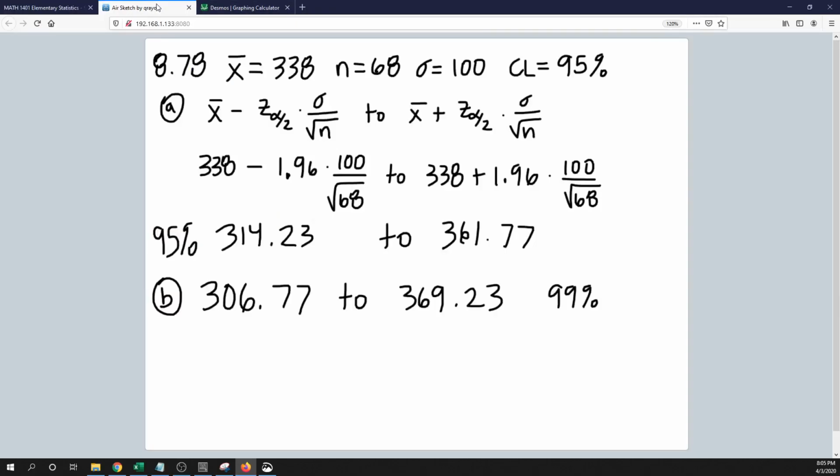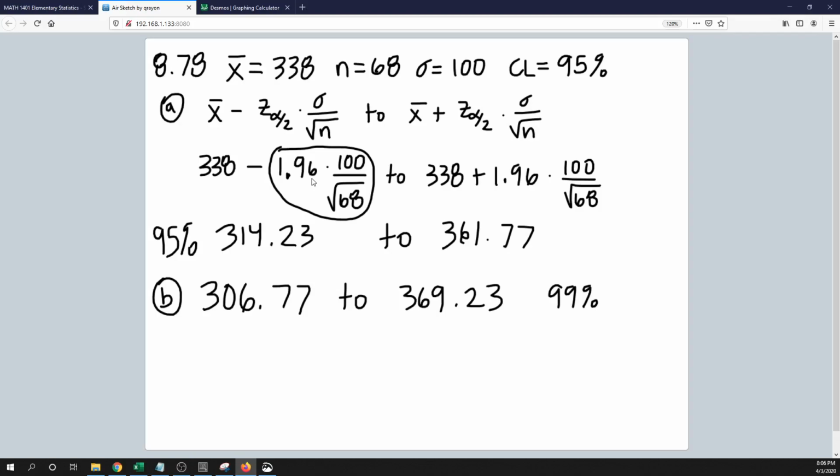Okay. And so this is from 8.78, and part A is where I calculated the confidence interval, right, for the 95% confidence interval, right? And so this number right here, right, is the margin of error, right, for that confidence interval.